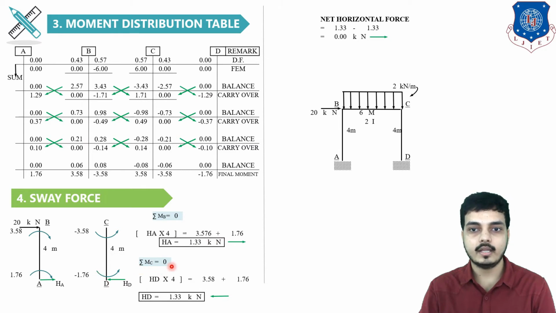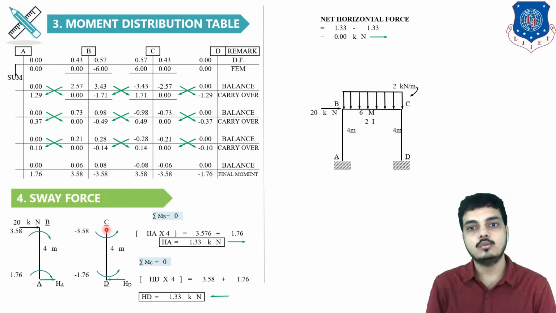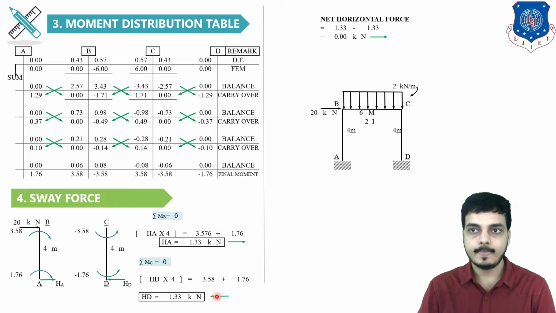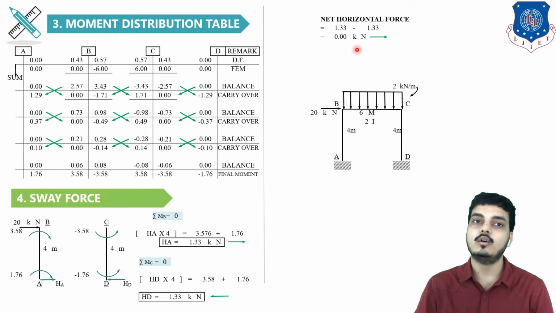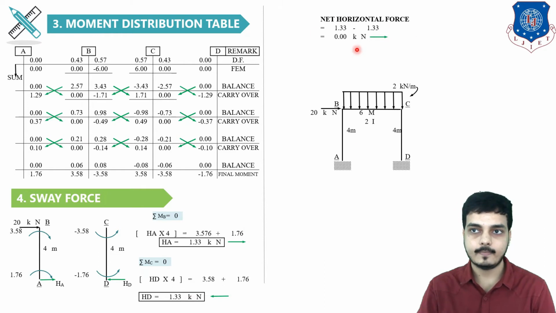Same process we will follow for the HD reaction. Summation of moment at C equals 0. So I am standing over here. HD into 4, which is going clockwise, equals the summation of both anti-clockwise moments. I will be getting my HD. Now the net horizontal force means, for the entire structure, what is the net horizontal reaction? You can see HA is going right side and HD is going left side. Both are equal and opposite, so ultimately the net horizontal reaction is 0.